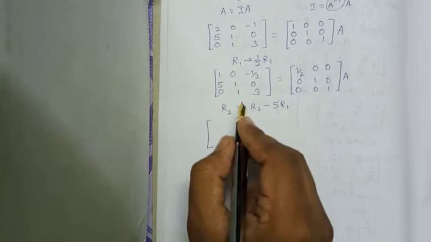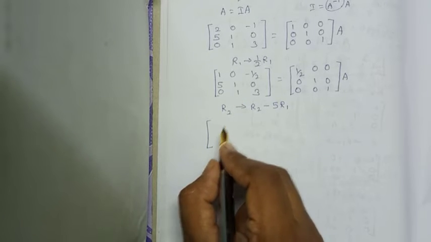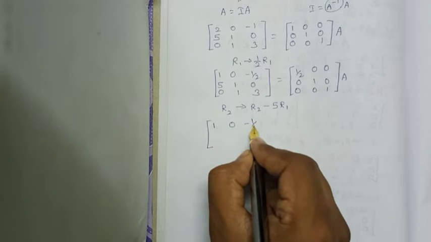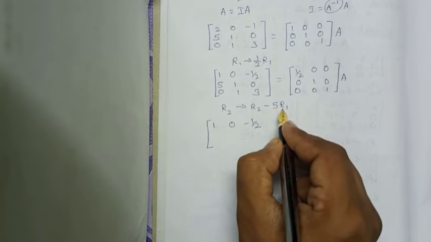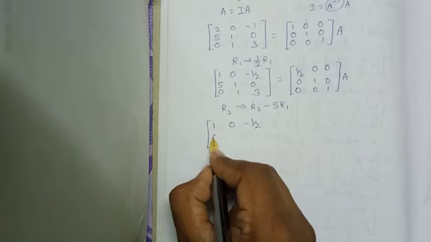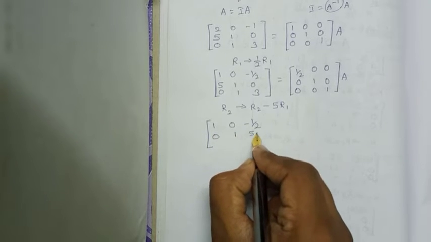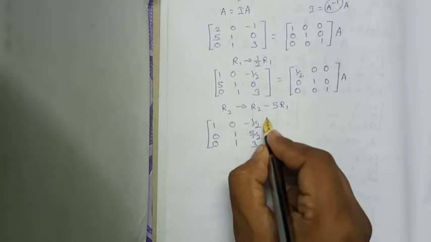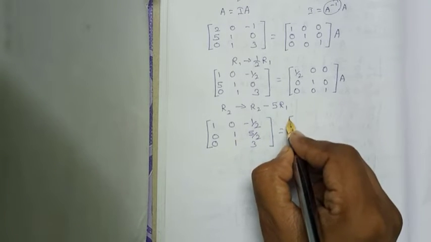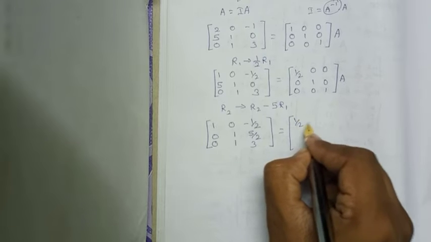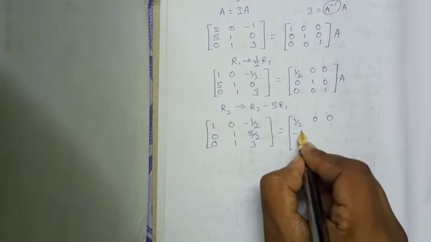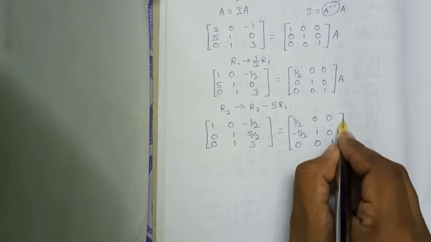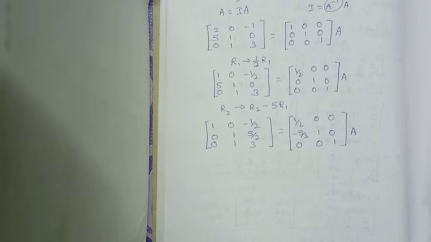Rows 1 and 3 have no changes, so we write the same entries. Row 1 is 1, 0, minus 1 by 2, and applying the elementary operation, row 2 becomes 0, 1, 5 by 2, and row 3 is unchanged, 0, 1, 3. This is equal to 1 by 2, 0, 0, minus 5 by 2, 1, 0, 0, 0, 1 into A.